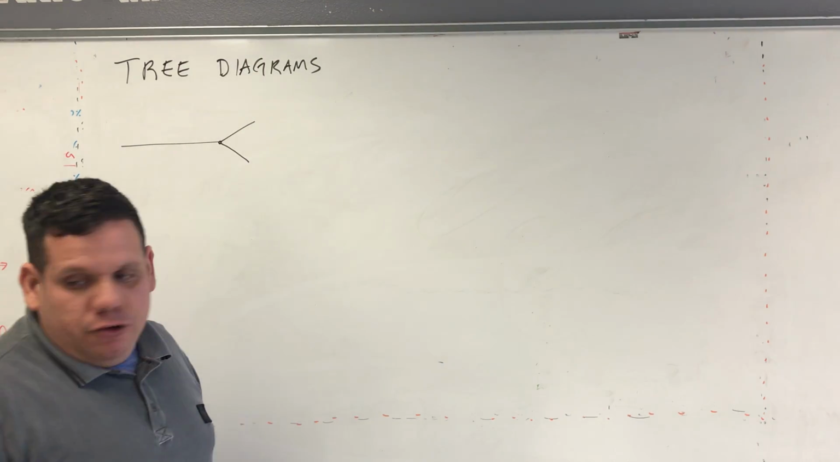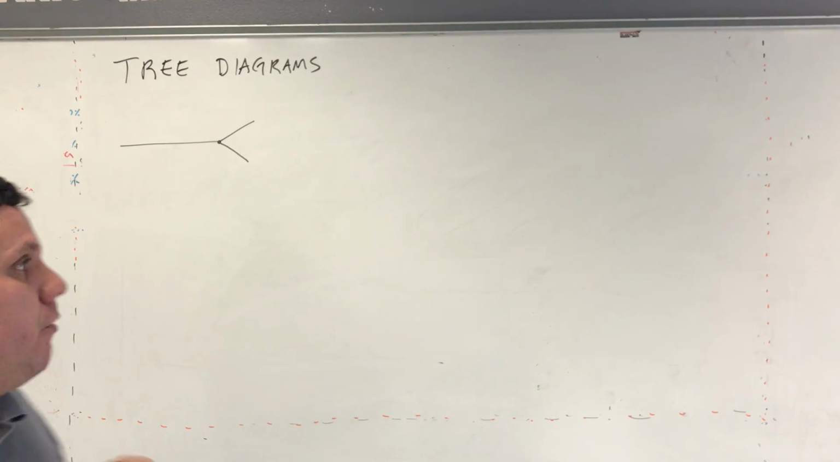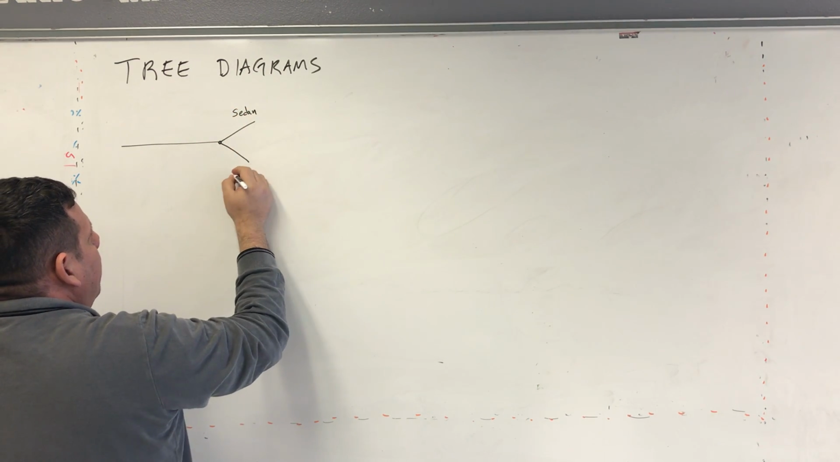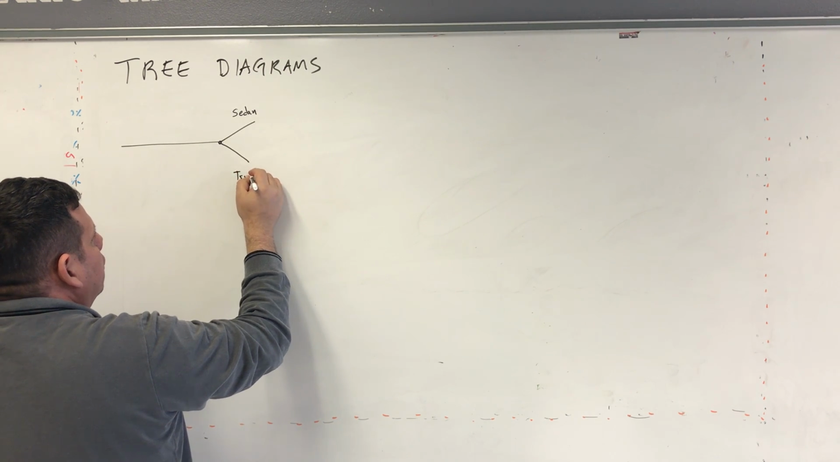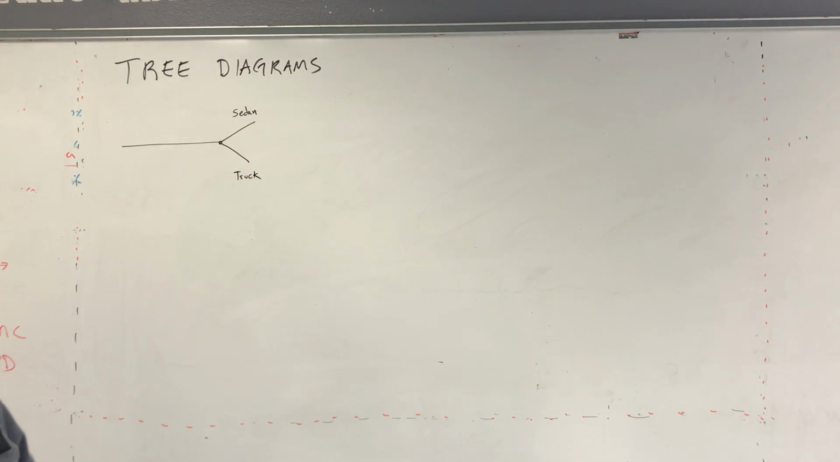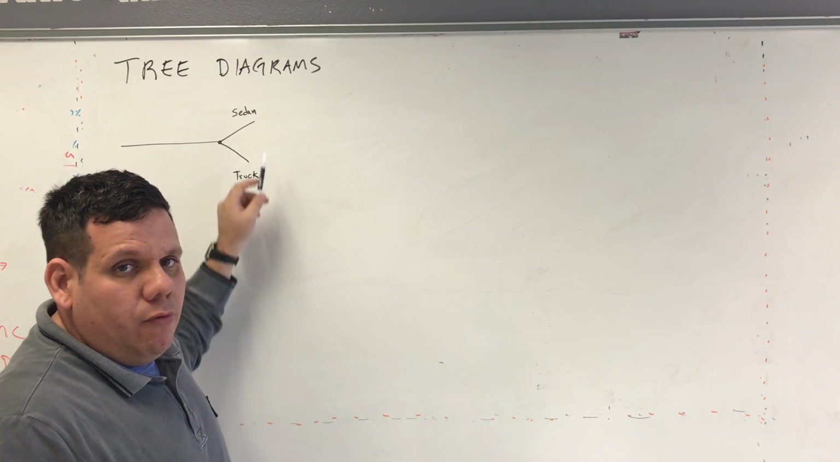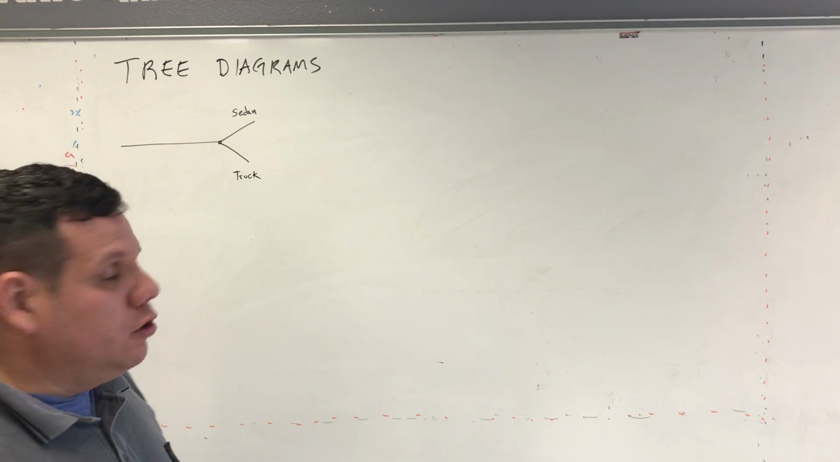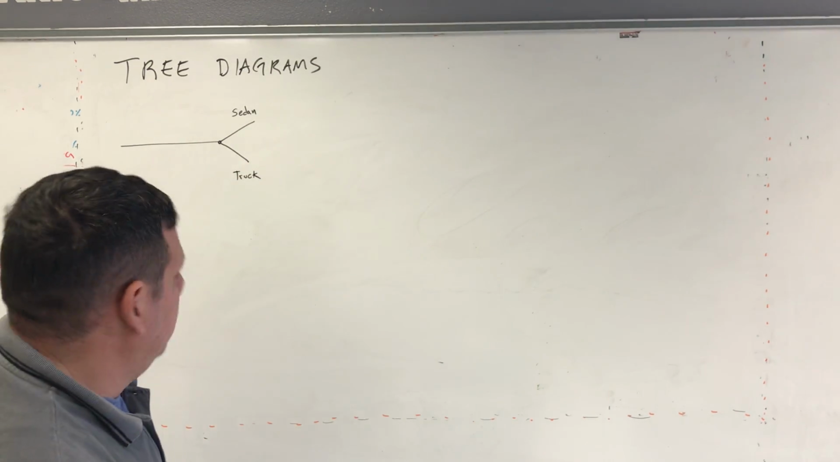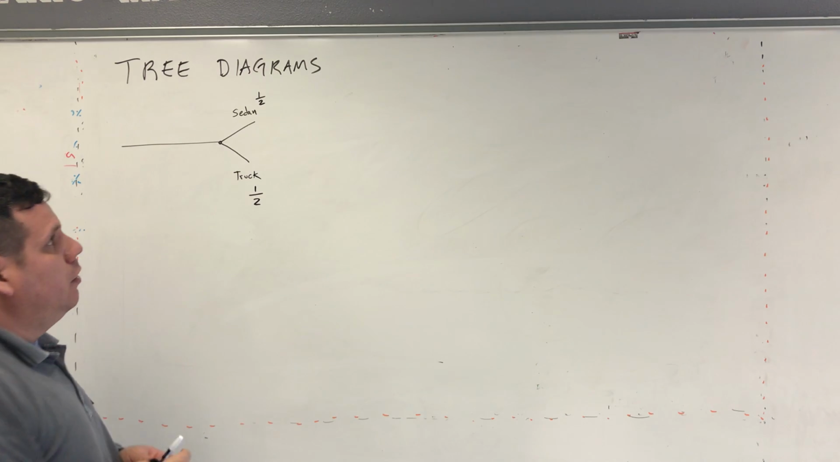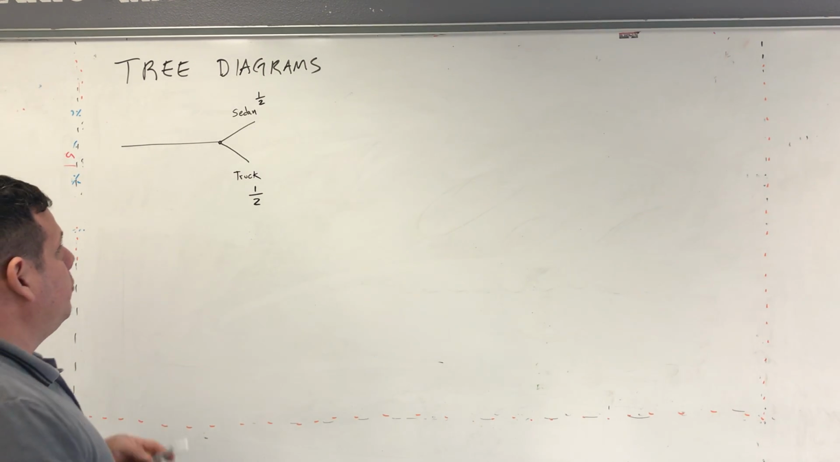Okay, now the first two options that I have is the type of car. So I have a sedan and I have a truck. All right, so what is the probability of selecting a sedan? Since we have only two possible outcomes, two likely outcomes, we have half and half. Okay, 50% or 50%.